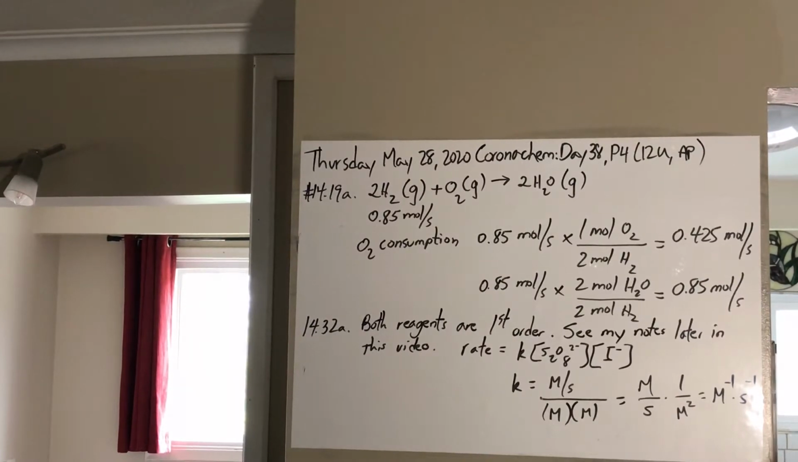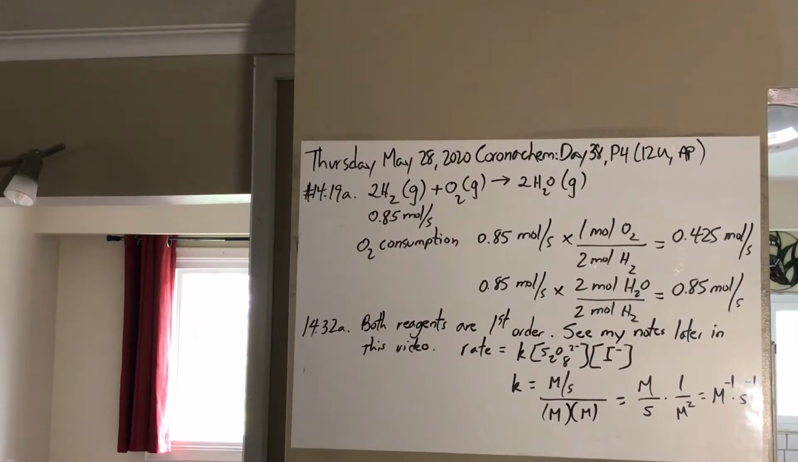The first question on the mock test was number 1419. The question asks, consider the combustion of hydrogen gas. It shows you a balanced equation. If hydrogen is burning at the rate of 0.85 mole per second, what is the rate of consumption of oxygen? What is the rate of formation of water vapor?